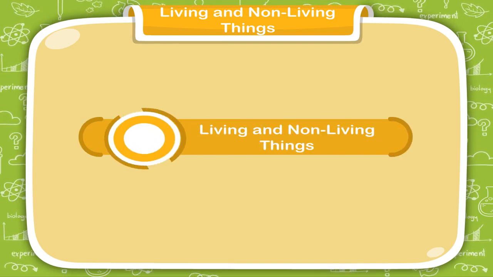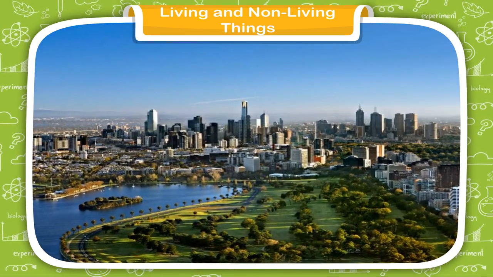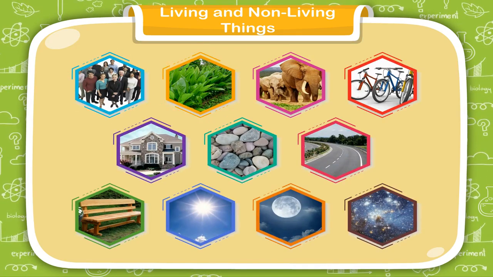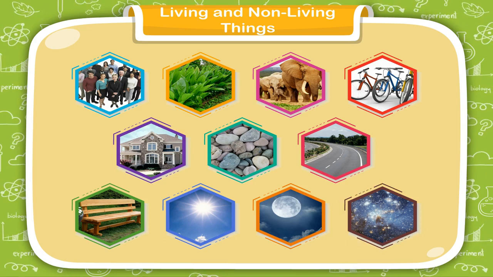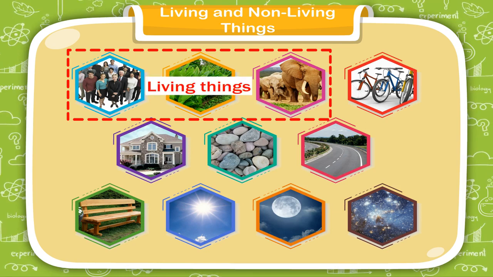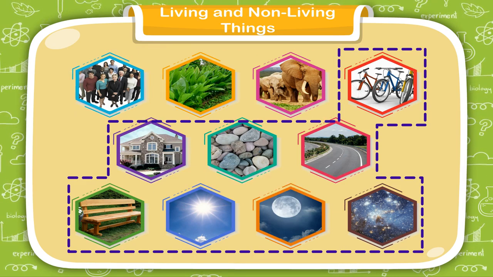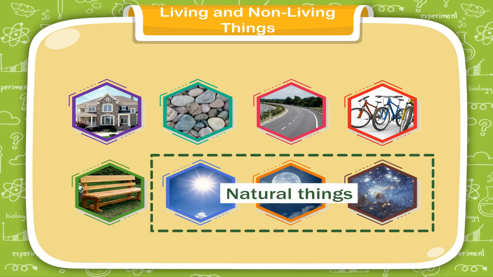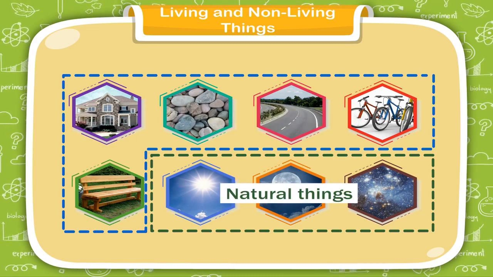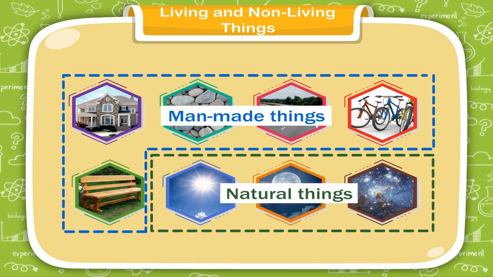Living and non-living things. There are many things in our surroundings, such as human beings, plants, animals, bicycles, houses, stones, roads, benches, the sun, the moon, the stars, etc. These things can be categorized as living things and non-living things. Some of the non-living things are natural things, while others are made by humans and are called man-made things.